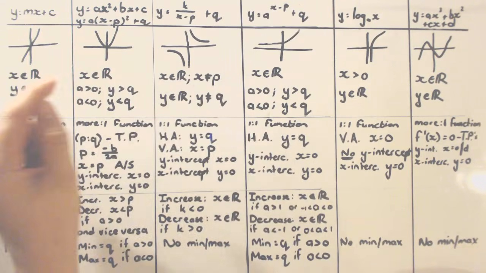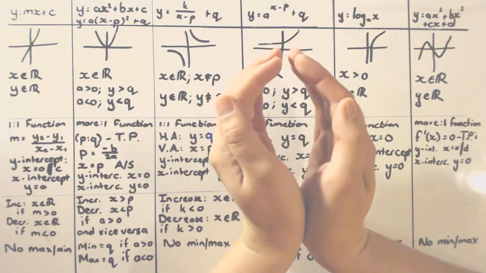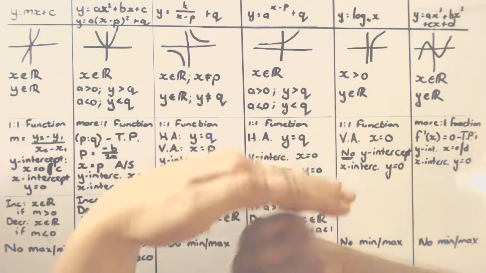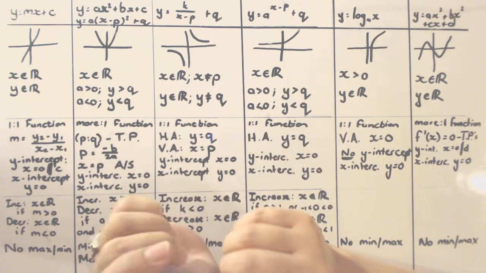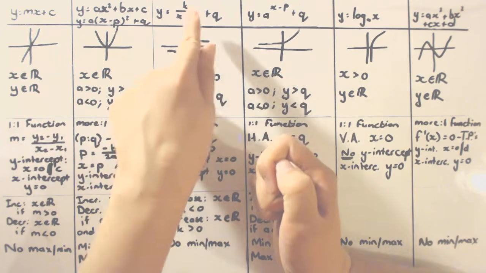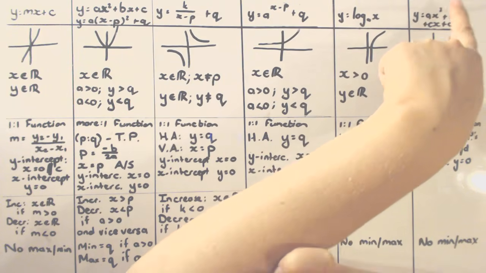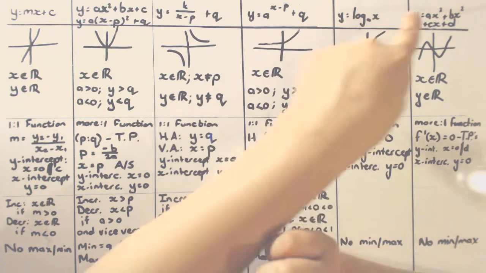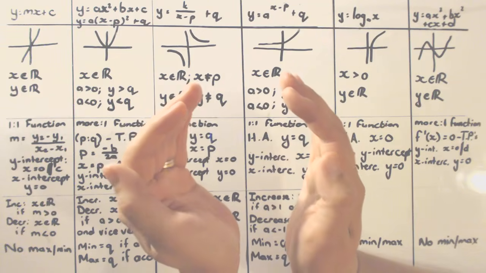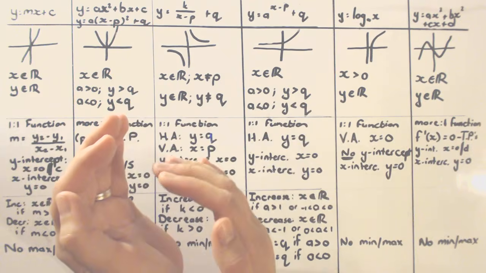But the p value, the value that I put in brackets with x, is different: if I add a constant to the equation, it moves the graph up and down. If I add a constant in brackets with x, I don't have a format here to do that. That's a bit more intricate, but just understand, if I add or subtract a constant in brackets with x, it moves the graph sideways.